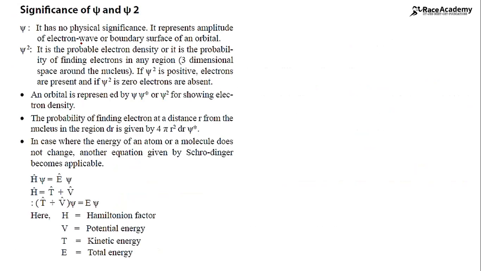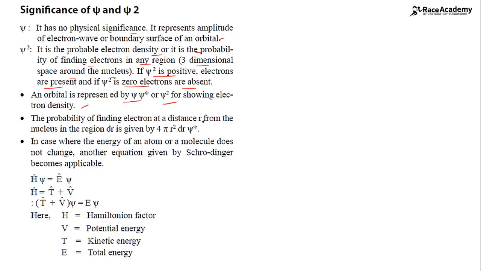So let us move to the significance of psi and psi square in the Schrodinger wave equation. Psi has no physical significance and represents the amplitude of the electron wave and the boundary surface of an orbital. Now, what is psi square? It is the probable electron density and the probability of finding the electron in a region, that is three-dimensional space around the nucleus, which is also known as an orbital. If psi square is positive, the electrons are present, and if psi square is zero, the electrons are absent. An orbital is represented by psi star psi or psi square for showing electron density. So this is the electron density also.